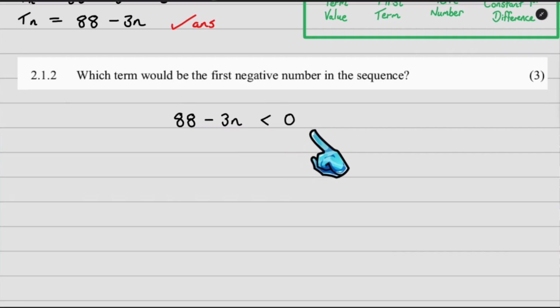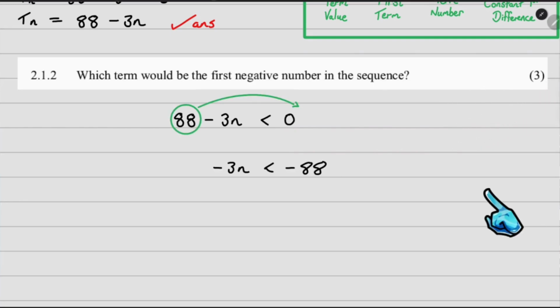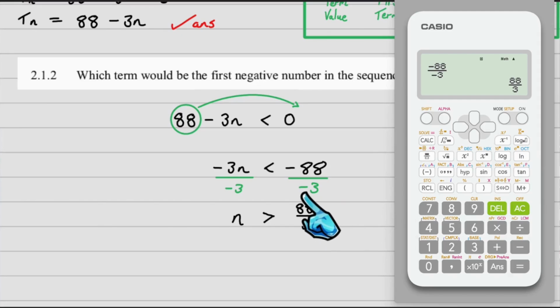Right, and now we just solve for n, and that's going to lead us down the path to get our answer. So let's take that 88 over. Just bear in mind it changes sign when it goes over. Now I'm going to divide by this negative 3 to get n on its own. And then just remember, when you're dividing by a negative, this must point in the other direction. So it's telling me n must be bigger than 88 over 3.